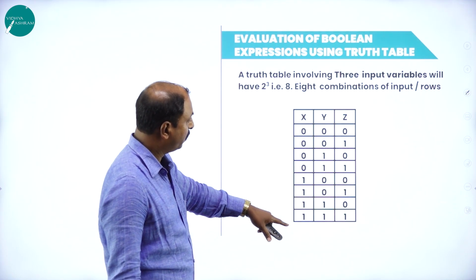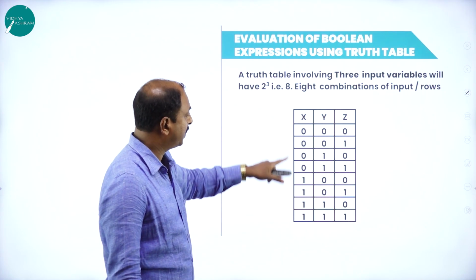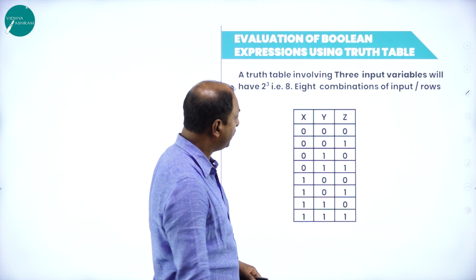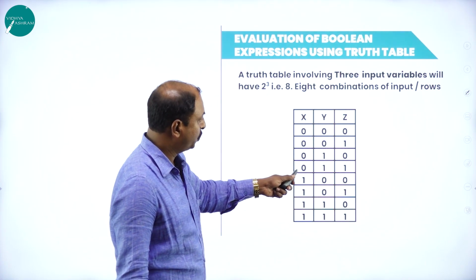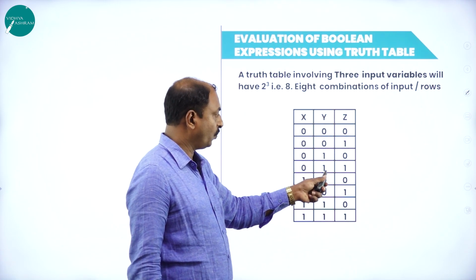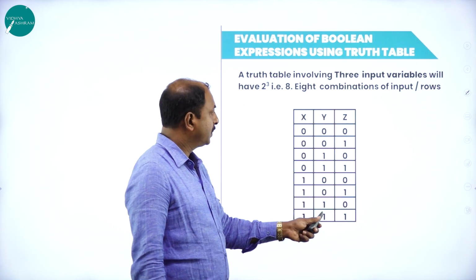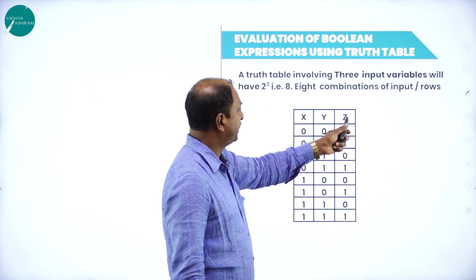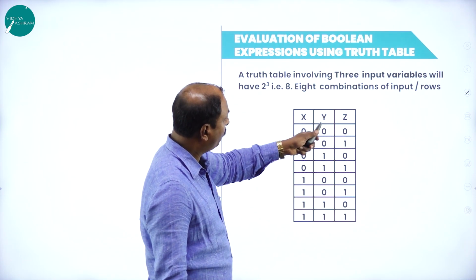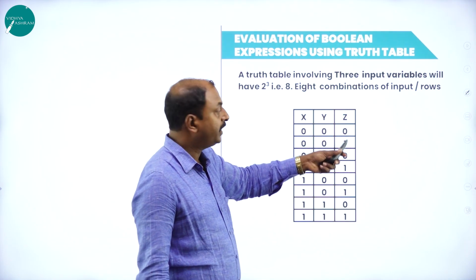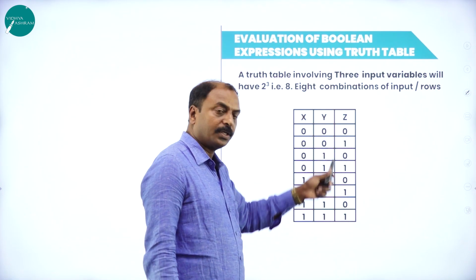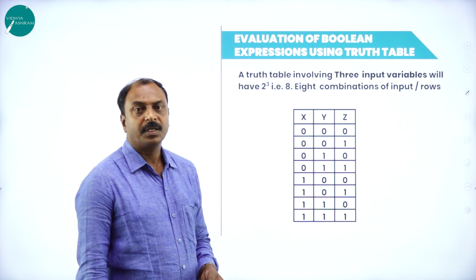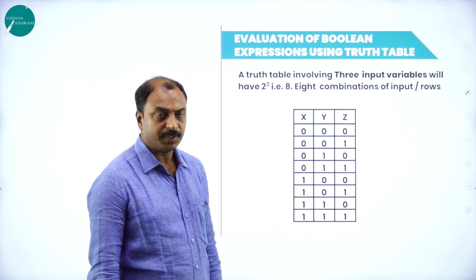So 4 plus 4, 8 possible values for the variable x. Similarly for y, the second variable, half of 4 is 2. So we write 2 zeros, 2 ones, 2 zeros and 2 ones to make 8 combinations. The next column is z, the third variable, and half of 2 is 1. So we write 0 1, 0 1 alternately. This is how we generally write a truth table for a given number n of variables.